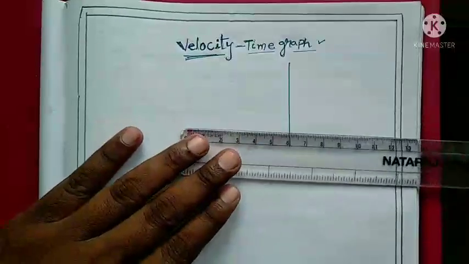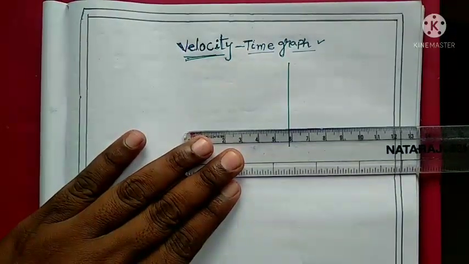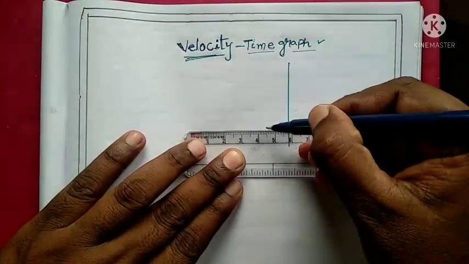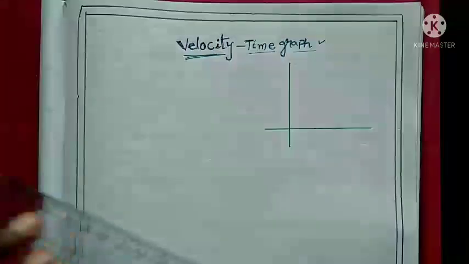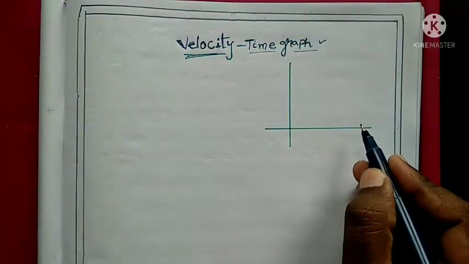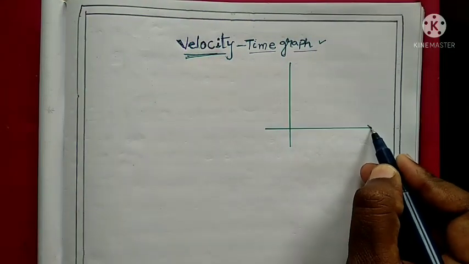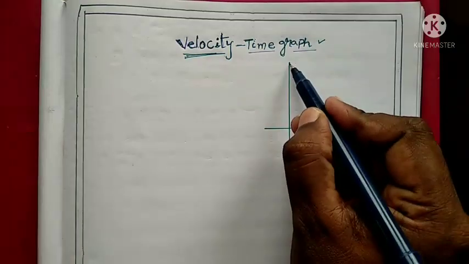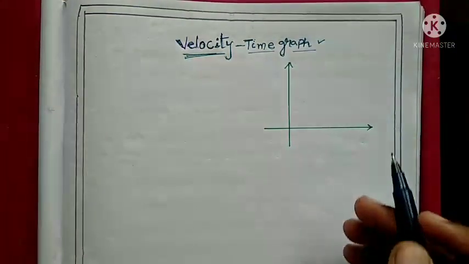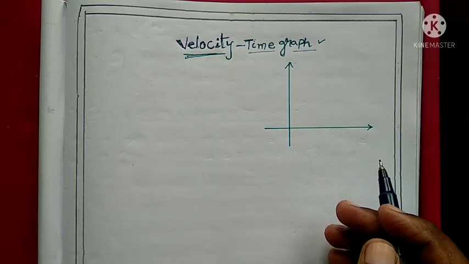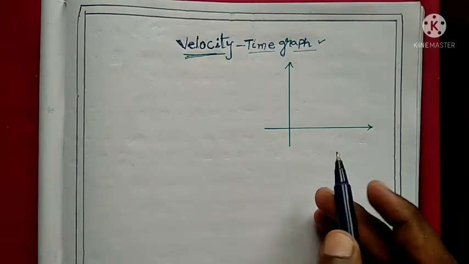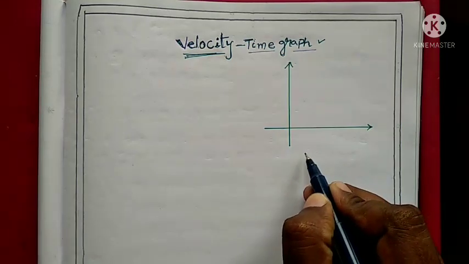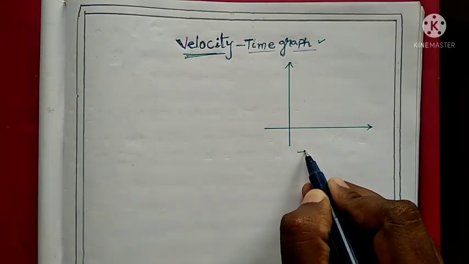Draw a y-axis and an x-axis. Students may be confused about which axis velocity is taken on. To understand the concept, in any graph, independent variables are taken along the x-axis.